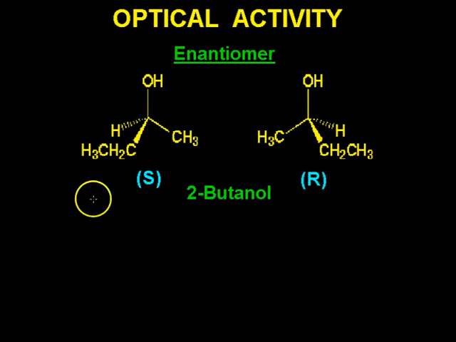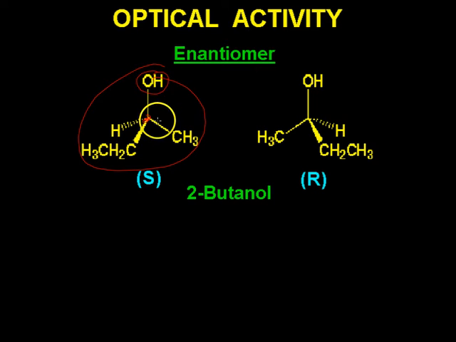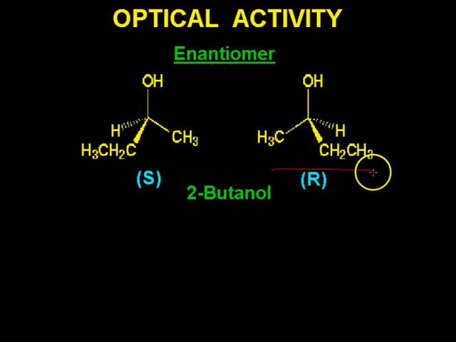Now in this case they are not, because this is a chiral molecule, right? This is a chiral center. It has 4 different groups attached to it. So you have an OH group, H, and then you have ethyl and CH3. 4 different groups or atoms attached to it. That means this is a chiral molecule. If you draw the mirror image of it, you're going to get this molecule, and these two are called enantiomers or an enantiomeric pair.